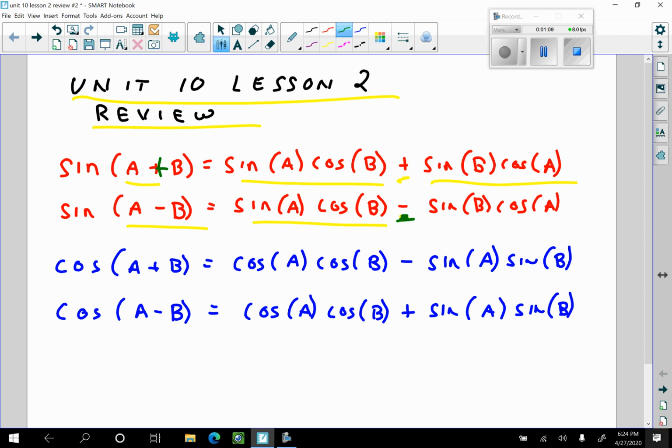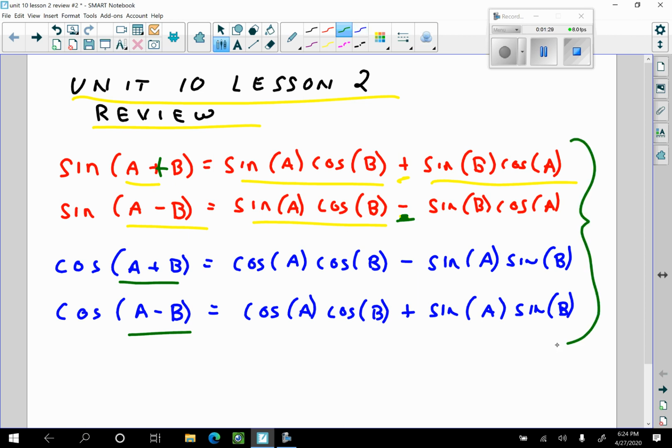And then if we can recall about the cosine of A plus B, cosine of the sum of angles is going to be cosine of A cosine B minus sine of A sine of B. And the cosine of A minus B is equal to the cosine of A cosine B plus sine of A sine of B. These are important identities.